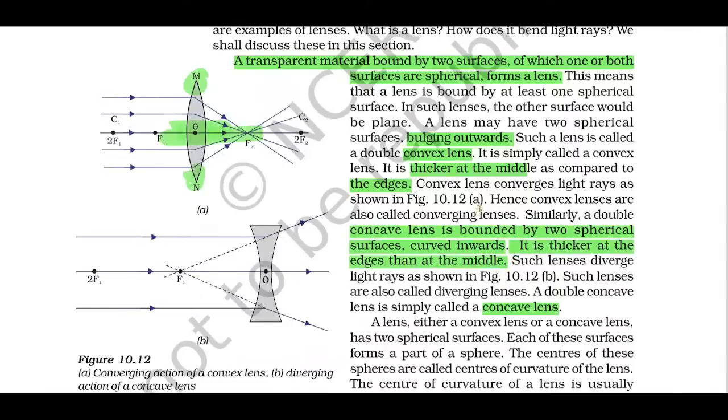So convex lenses are what? Converging lenses, because all the rays which are parallel to the principal axis, after refraction, meet at a point. Hence it is called as what? Converging lens. In case of a concave lens, all the rays which are parallel to the principal axis diverge the light rays. Hence it is called as what? Diverging lens.